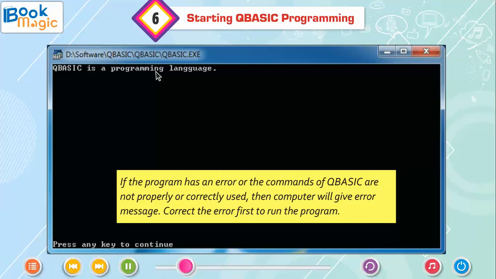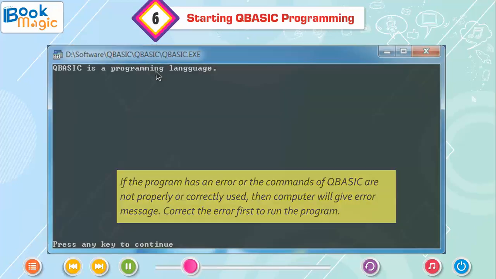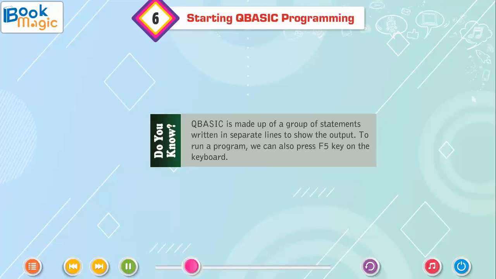If the program has an error or the commands of QBasic are not correctly used, then the computer will give an error message. Correct the error first to run the program. Do you know? QBasic is made up of a group of statements written in separate lines to show the output. To run a program, we can also press the F5 key on the keyboard.